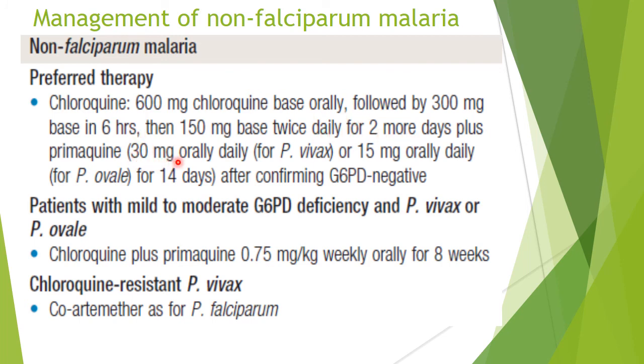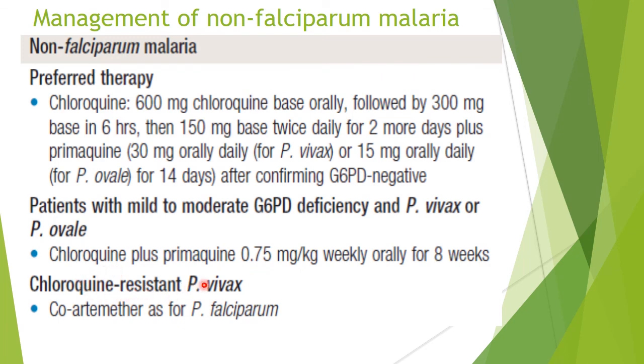Primaquine is given 30 mg orally daily, or 15 mg orally daily for Plasmodium ovale, for 14 days. Primaquine is given for 14 days after confirming G6PD negative. But if the patient has mild to moderate G6PD deficiency, then we can give chloroquine plus primaquine 0.75 mg per kg weekly orally for 8 weeks. So if there is G6PD deficiency, this is the recommended therapy.